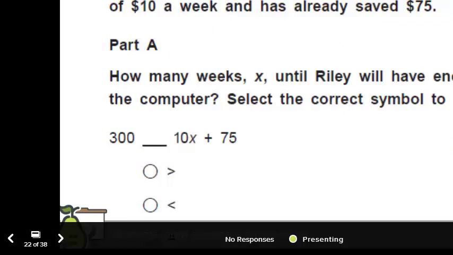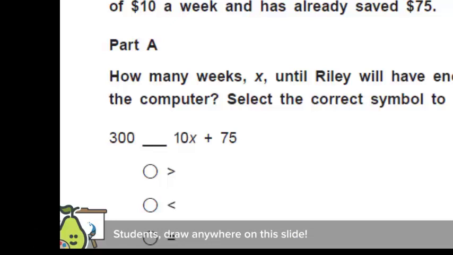The following question has 2 parts. First answer part A, then answer part B. Riley needs to save $300 for a computer. She gets an allowance of $10 a week and already has $75. Part A, how many weeks X until Riley will have enough money to buy the computer? Select the correct symbol to model the situation.